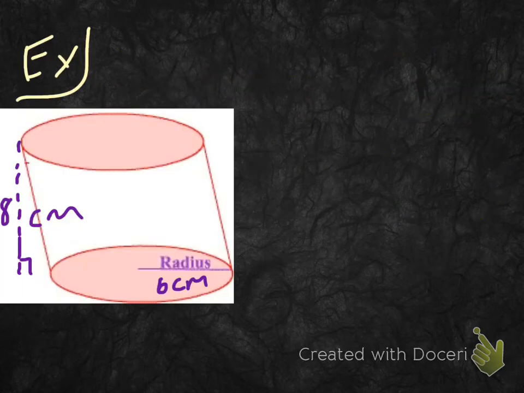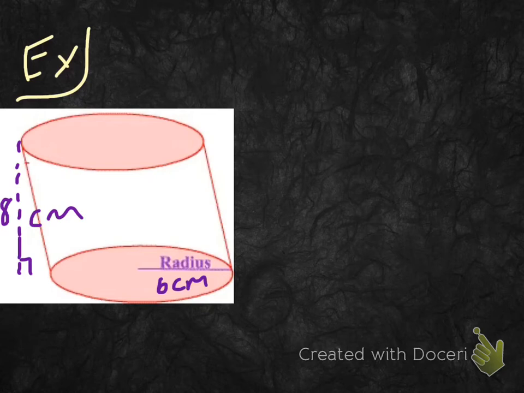So, let's look at an example. We have an oblique cylinder, which just means that it's slanted, right? An oblique cylinder. Its radius is 6 centimeters, and its altitude is 8 centimeters.